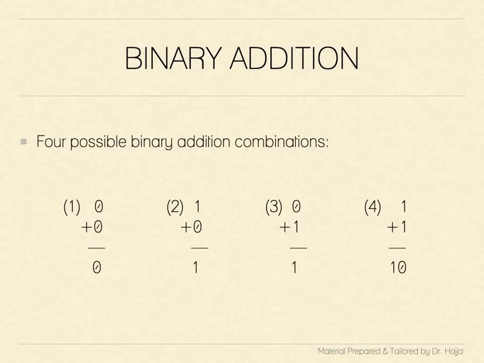Welcome to our mini lesson on binary addition. When we talk about binary addition, there are four possible combinations. First, 0 plus 0 equals 0. This should be pretty self-explanatory as we're adding two zeros together.